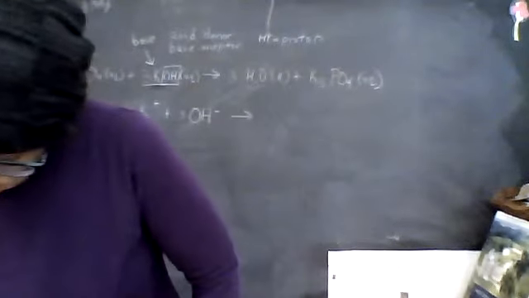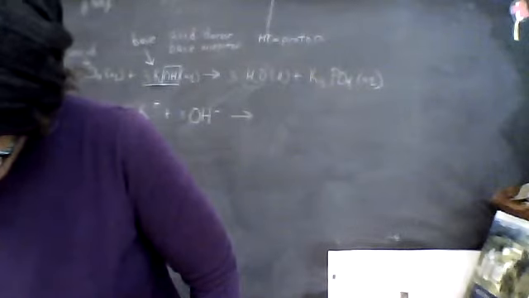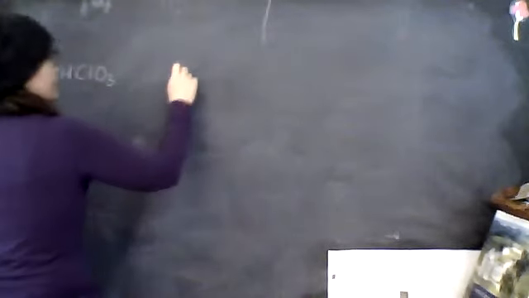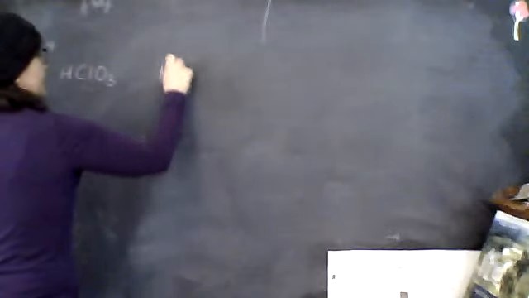Give the chemical equation that represents the reaction between each of the following. Okay, so what is the first one? HClO3. And the other one? KOH. Okay, so ClO3 is a polyatomic ion that you ought to recognize.